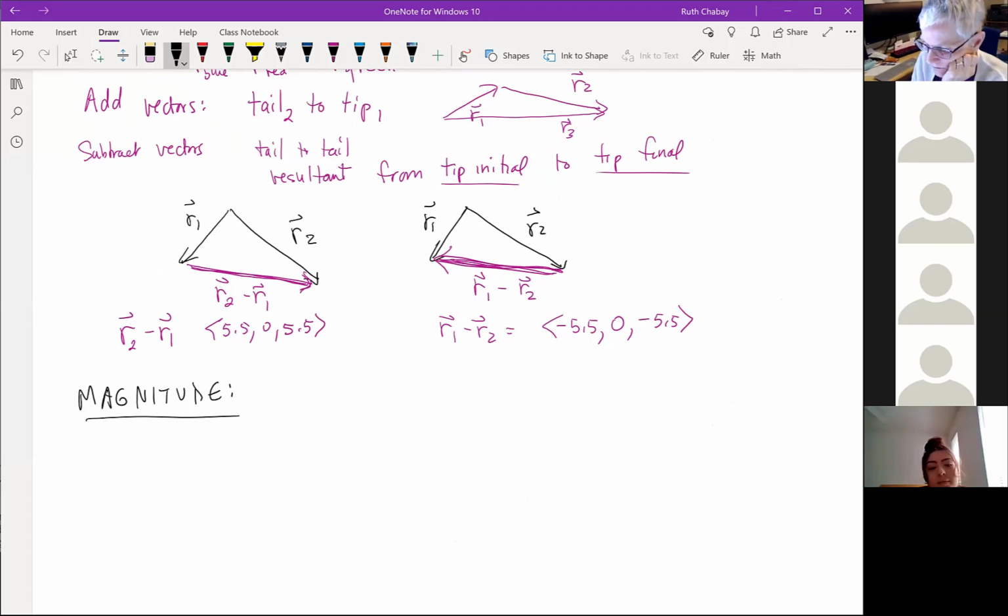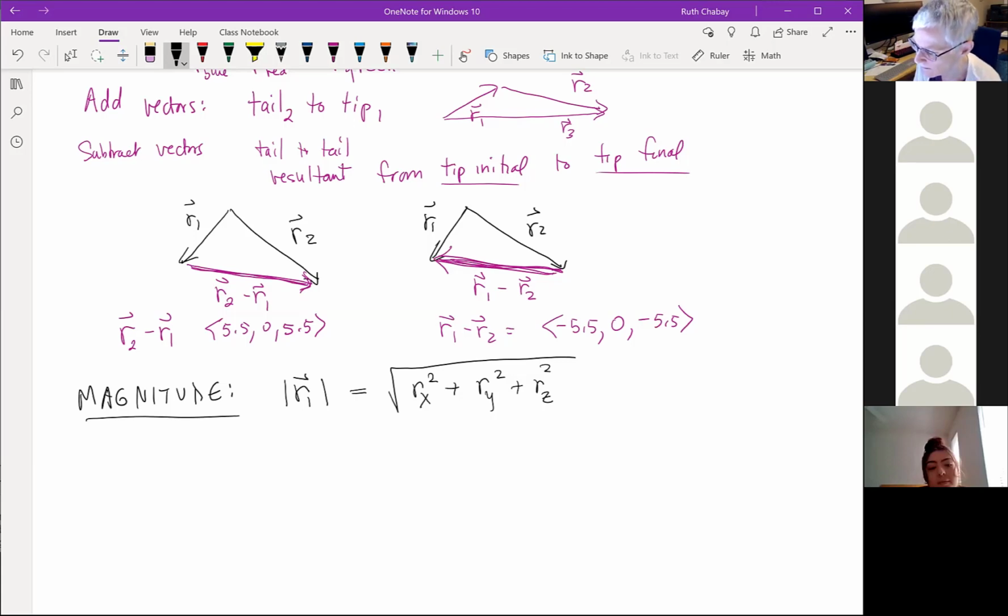So the magnitude of a vector, how do we write it? Well, we write it with an absolute value sign, but in the case of vectors, it doesn't mean absolute value. That only means that for a scalar. What it means is we're going to apply the Pythagorean theorem. So we're going to take the square of the x component plus the square of the y component plus the square of the z component. And that's going to give us the distance.